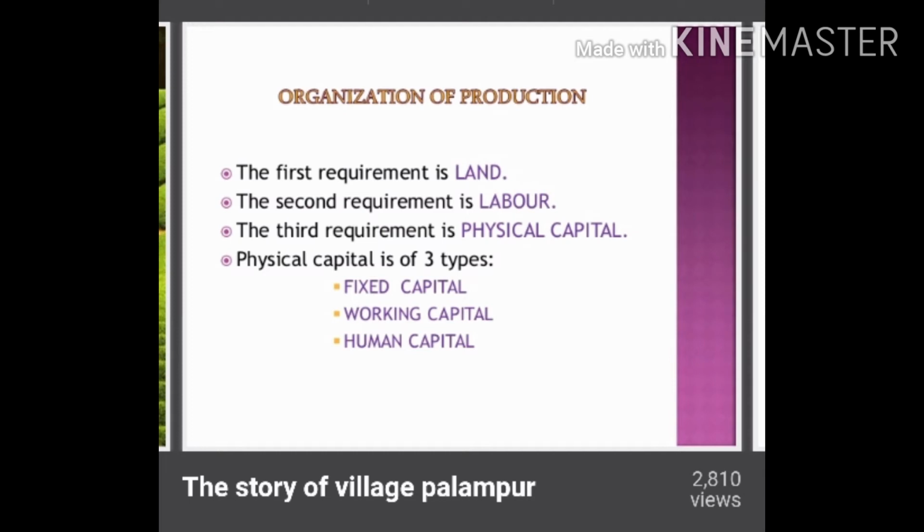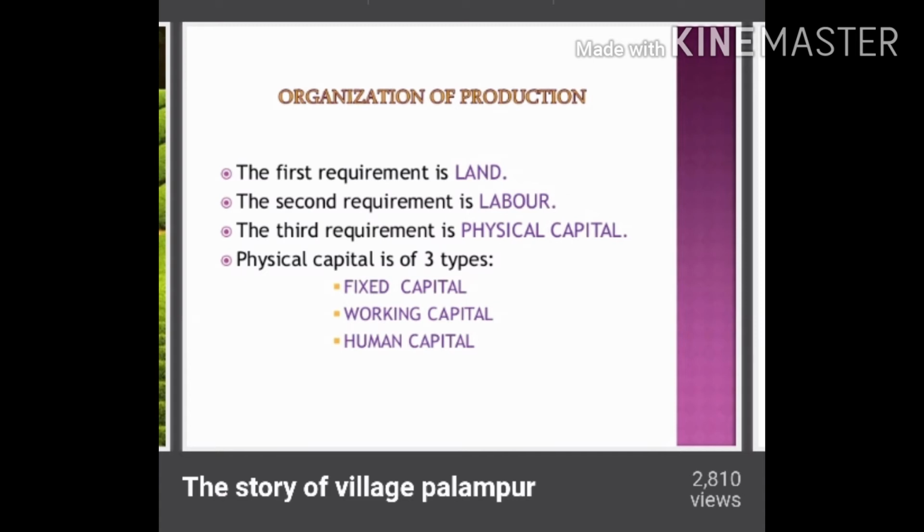The very first requirement is land. Obviously, where will we do the production? We will do the production on land. The second requirement is labor. If I have land but no labor to work upon, is it possible to carry out the production work? No. The third requirement is physical capital, which we will study in detail, and we further divide it into 3 parts: fixed capital, working capital and human capital. So these are the requirements for production.